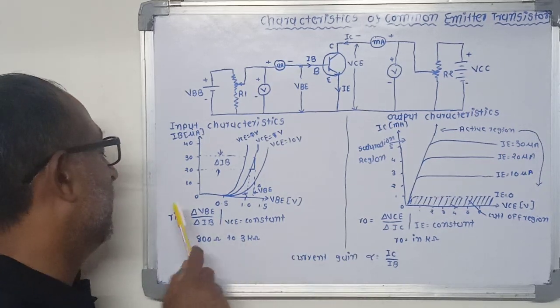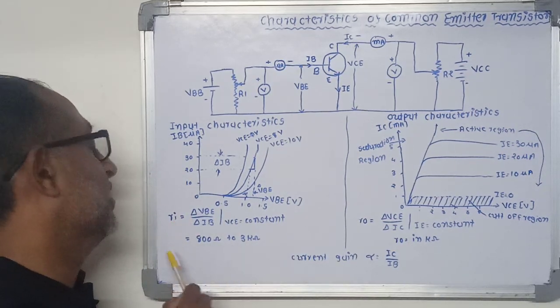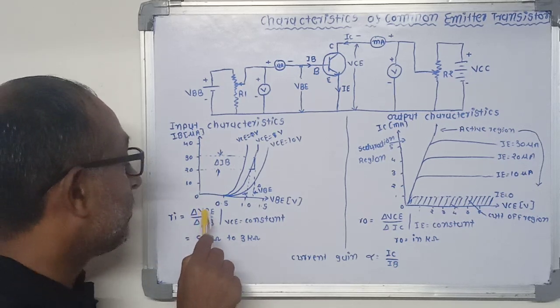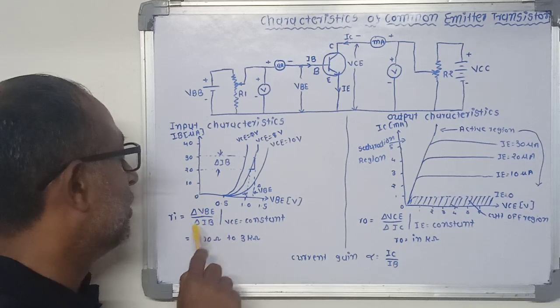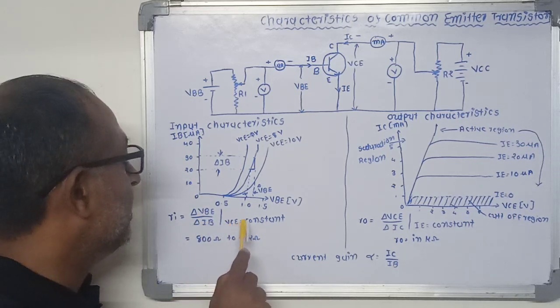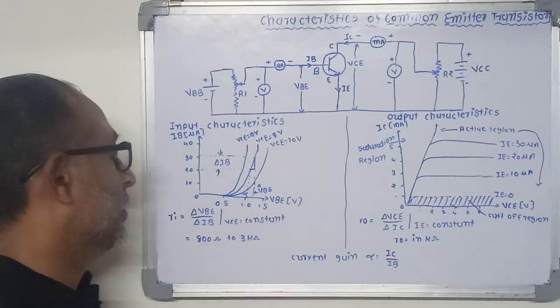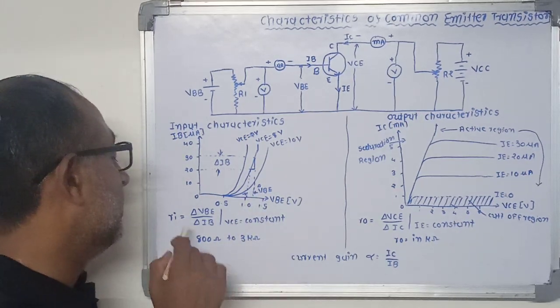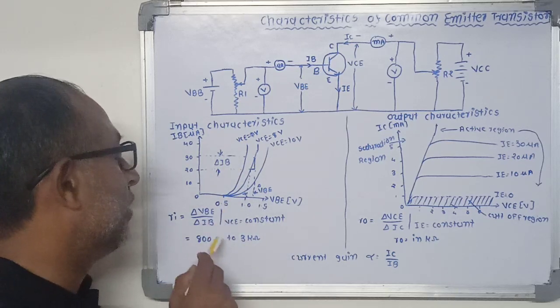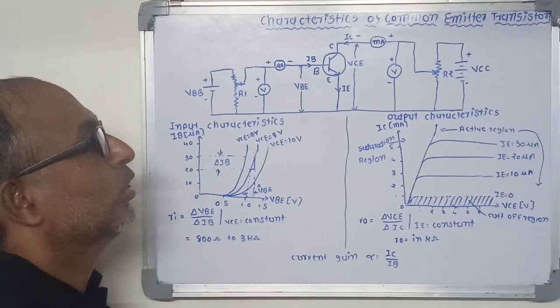So here next is input resistance. The ratio of the change in emitter base voltage to the change in base current at constant VCE is called input resistance. And the value of this input resistance lies between 800 ohm to 3 kilo ohm.